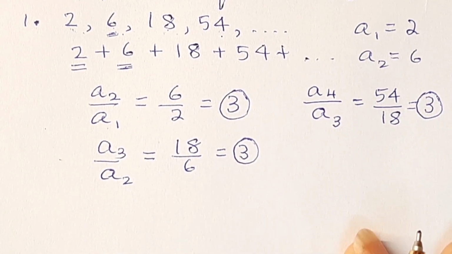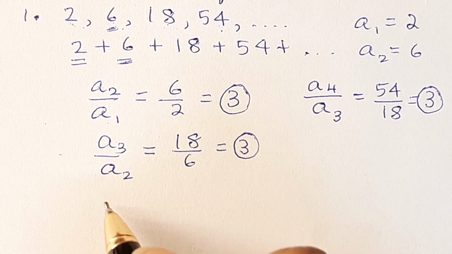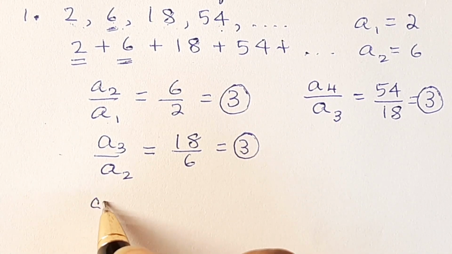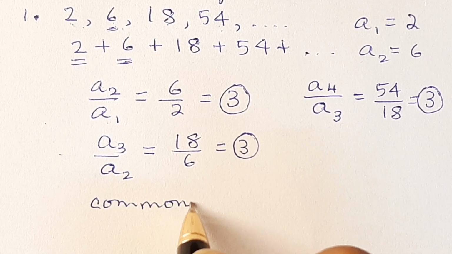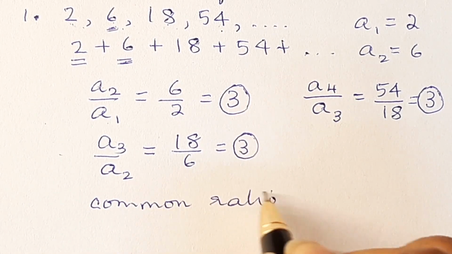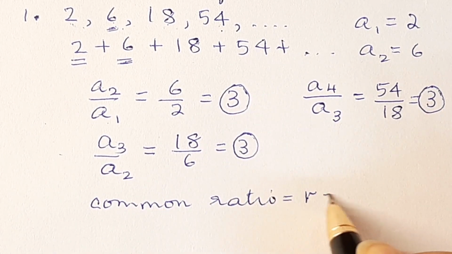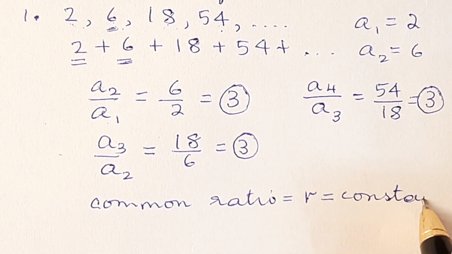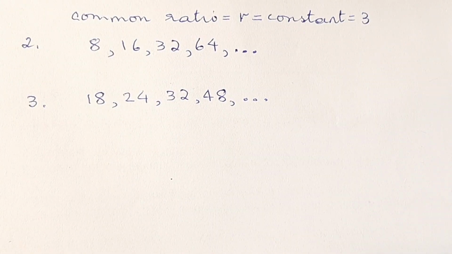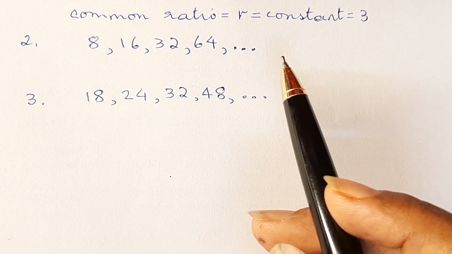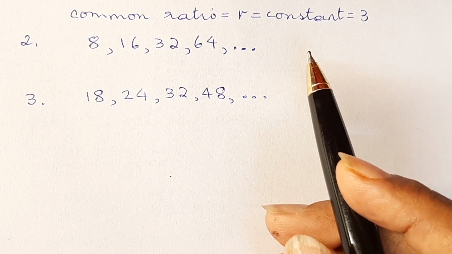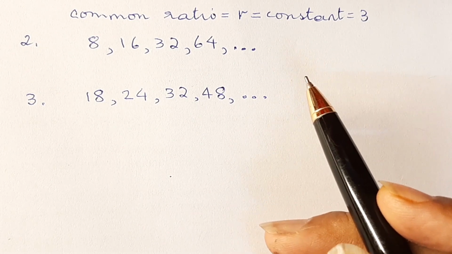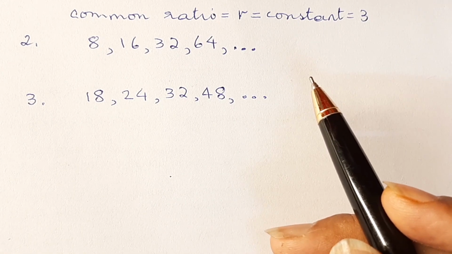And so we will say that the common ratio is denoted by R, and that is equal to constant. And what is that constant number? That constant number is 3. If we have a group of numbers which will have the same ratio between the consecutive two numbers of the sequence, then that sequence of numbers forms a geometric progression.